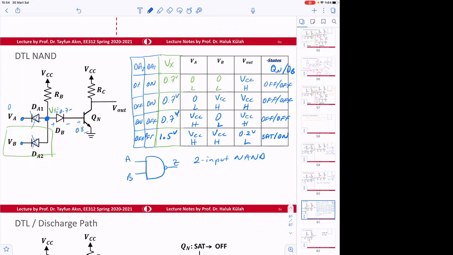Maybe we can look again in the literature or last year's exam questions about the 2-input NOR gate. Okay, please check how to implement a 2-input NOR gate.